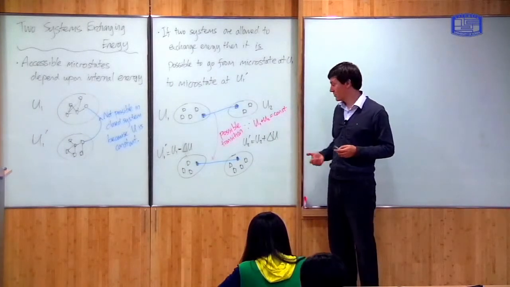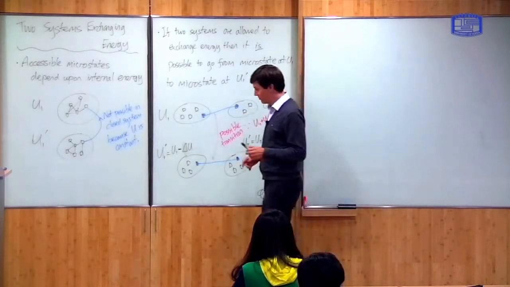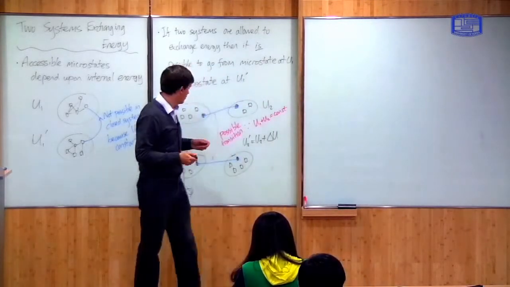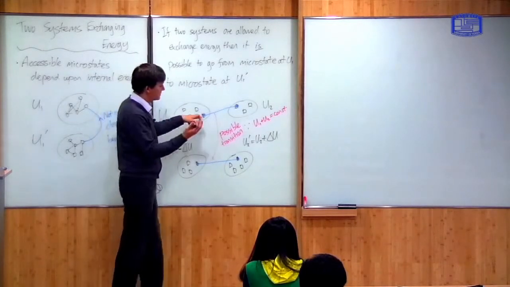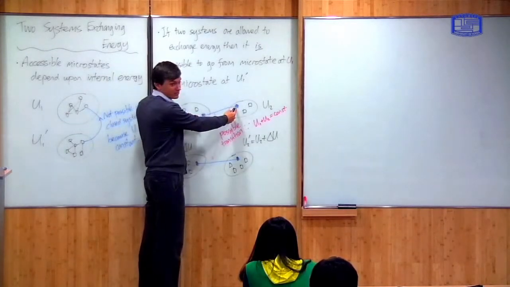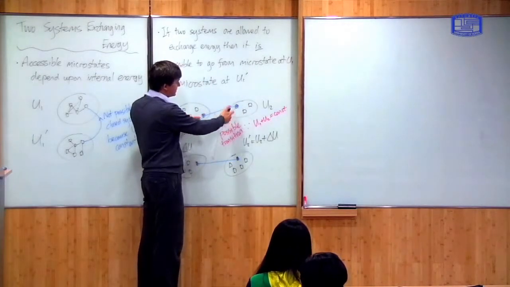Okay, so just to make sure, let me explain again what's drawn here. I start with my original system, system number 1, in this microstate. I then have another system, system number 2, which is in this microstate. So I have two systems, 1 and 2. System 1 is here, system 2 is there.